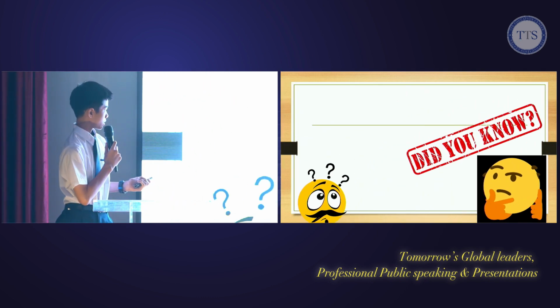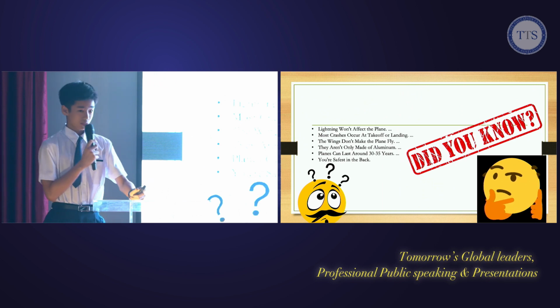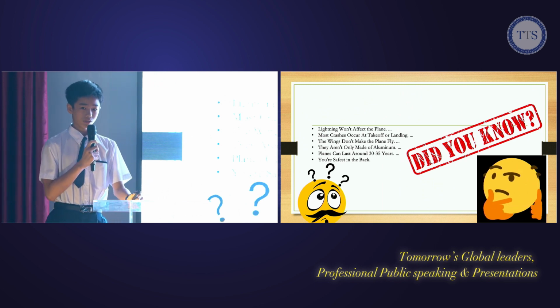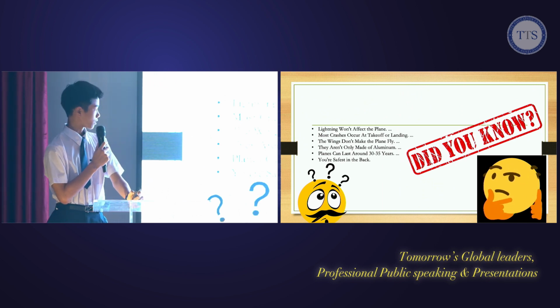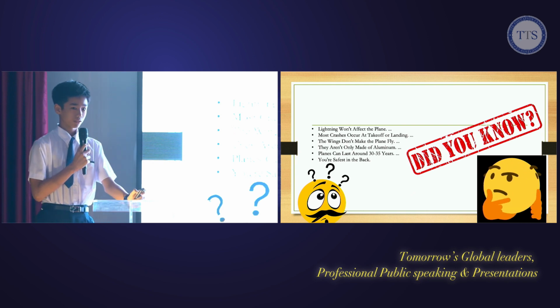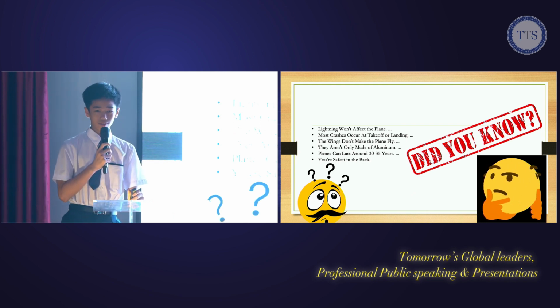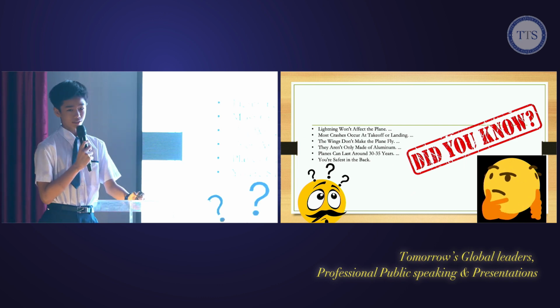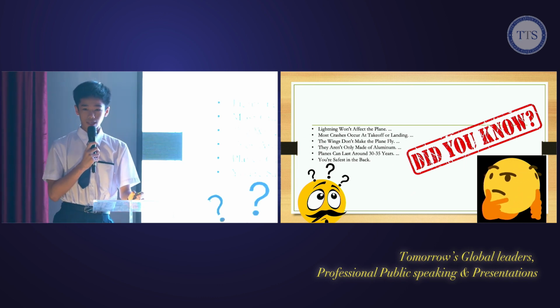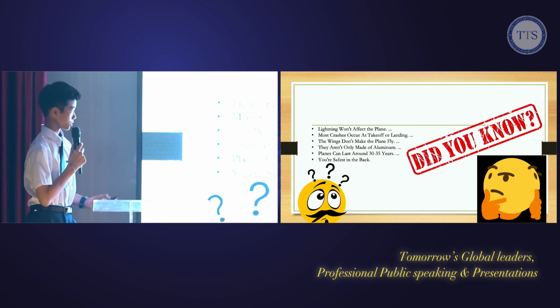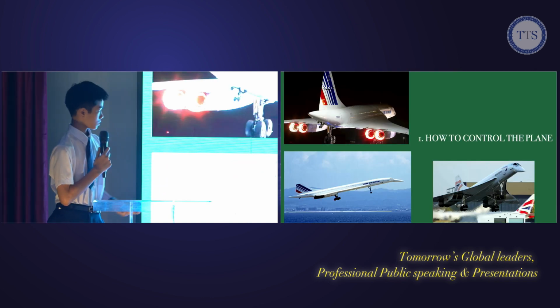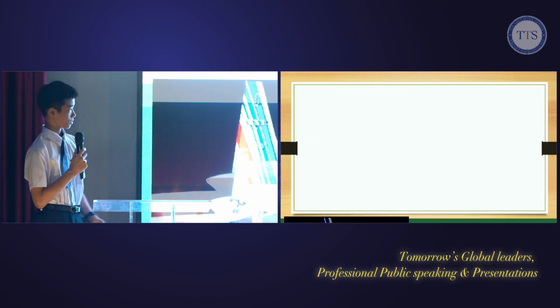So, did you know that lightning won't affect the plane, and most crashes occur at the takeoff or landing of the planes, and the wings don't make the plane fly, and they aren't only made of aluminium, and a plane can last around 30 to 35 years, and you are safest in the back of the aircraft. So, how to control a plane?